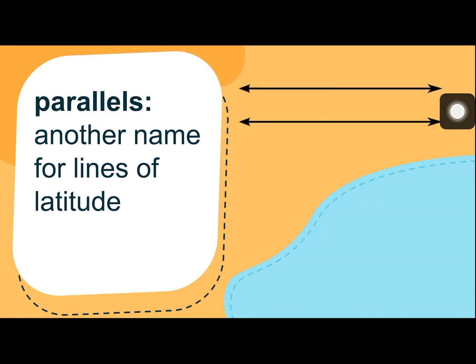Next, say parallels. Good. This is another name for lines of latitude. So on our lines here, you see that they are one on top of each other. They will continue on like this, and they will never touch each other. They will keep going parallel. That means they will never cross each other. They will keep going in the same direction forever and ever when we have these arrows at both ends here.